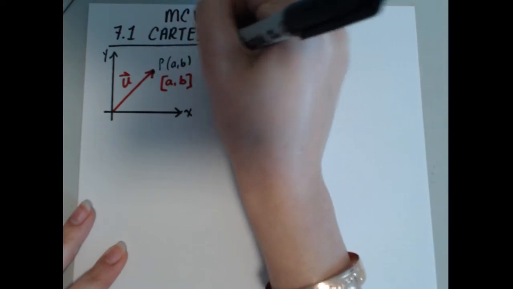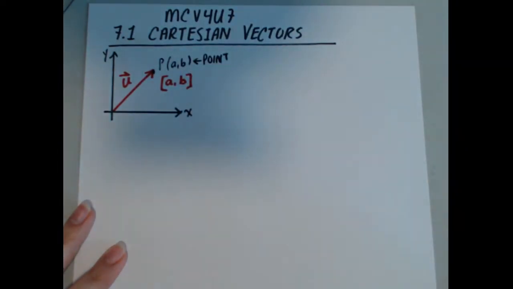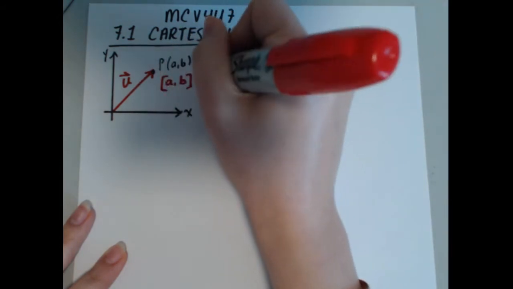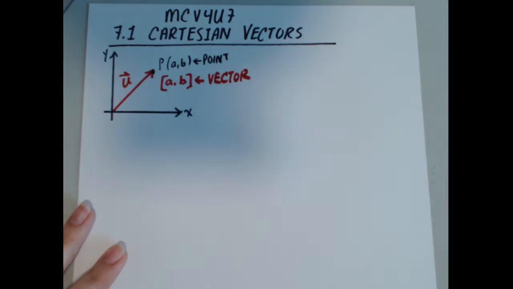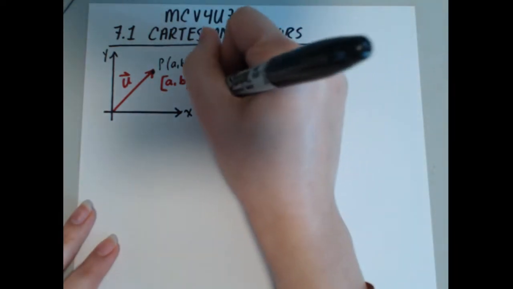So the point, again, round brackets, excuse me, and the vector, square brackets. Now, the fact that this vector starts at the origin, that means it's a position vector.